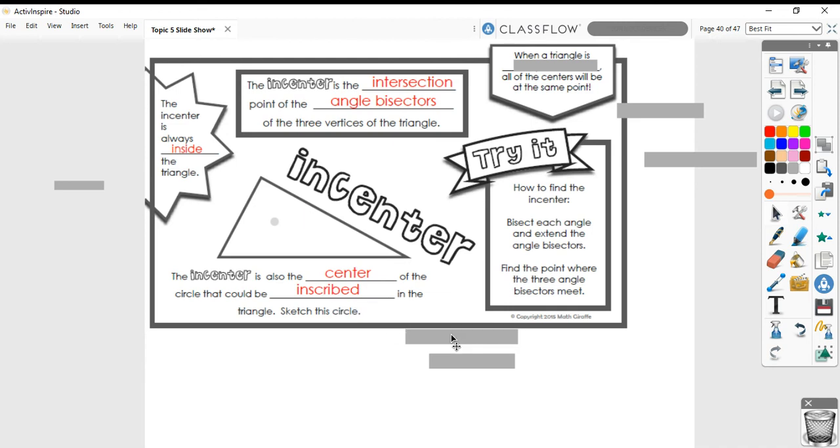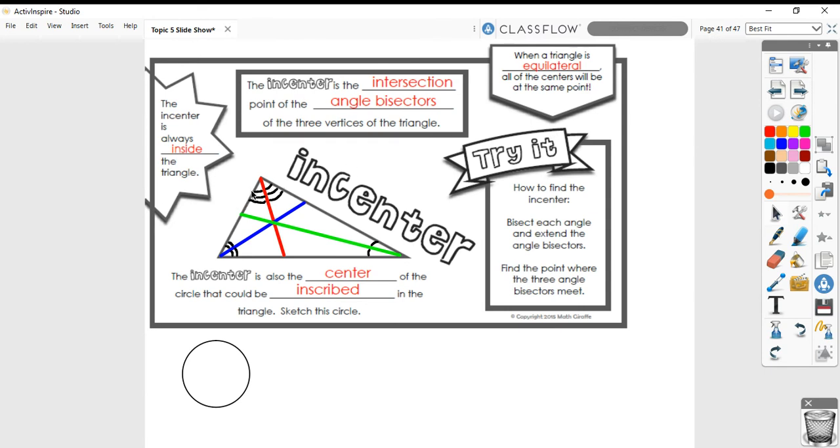It is the center of the circle that could be inscribed in the triangle. So what that means is this. All right, we've got our angle bisectors here, and we know that all those lines cutting across the triangle are angle bisectors because this angle here and that angle there both have three arcs, so they're congruent. This one and this one both have two arcs, so they're congruent. This one and this one have one arc, so they're congruent. We know that it's angle bisectors because it's split them all into two equal size angles. Okay? That point right there in the middle is the incenter.